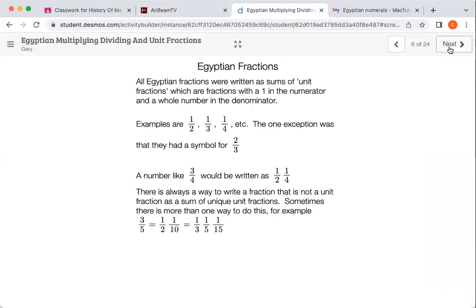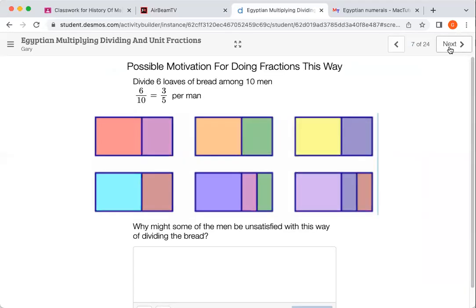Check out page 7. Here are the 6 loaves of bread, the rectangles. In the modern way, I want to give each person 3/5. But look what happens. After you take 3/5 of a loaf out of each of the 6 loaves, you now have 6 pieces that are 3/5 and 6 pieces that are 2/5. So if we want to give the other 4 men bread, I have to give them a 2/5 piece.